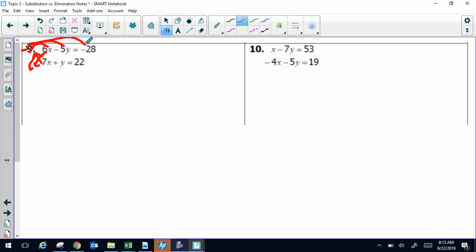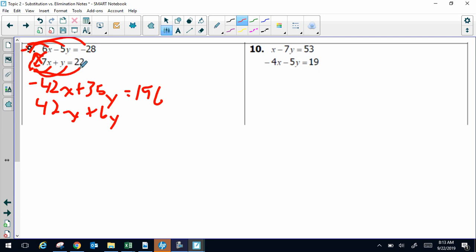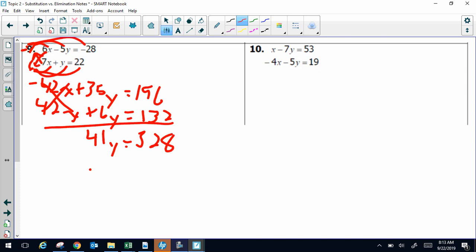Then we distribute, and we get negative 42x plus 35y equals 196. And do the same thing for the bottom. You get 42x plus 6y equals 132. So those x's will cancel out. So you get 41y equals 328. So then y is equal to 8.